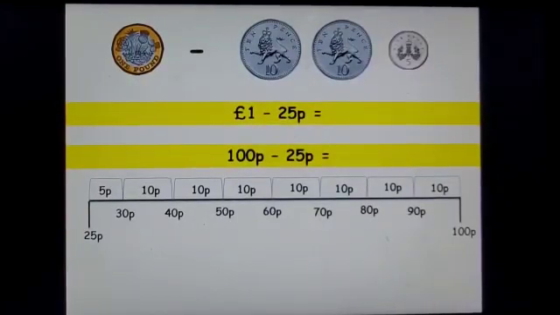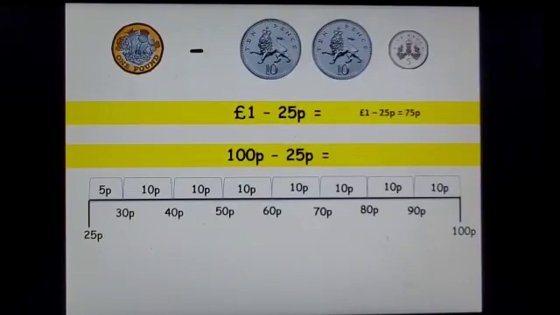Let's count. 5 add 10 is 15. Add 10 more is 25. 35, 45, 55, 65, 75. I know that £1 take away 25 pence is 75 pence.